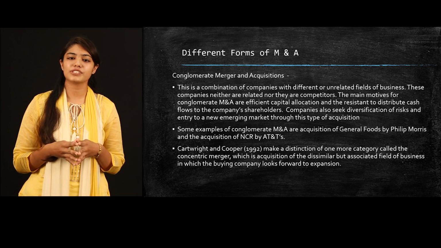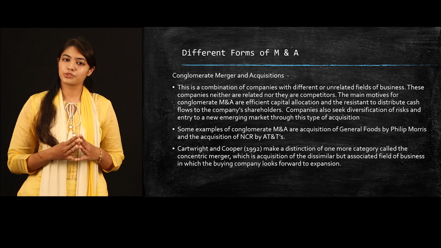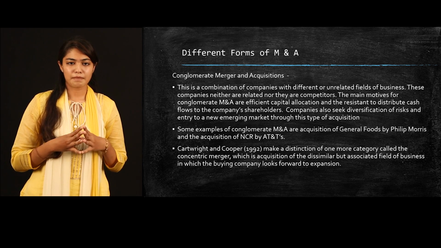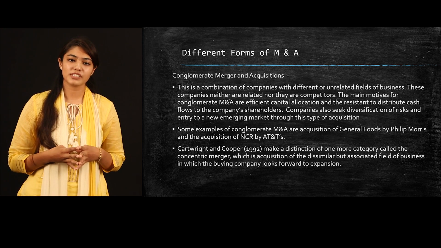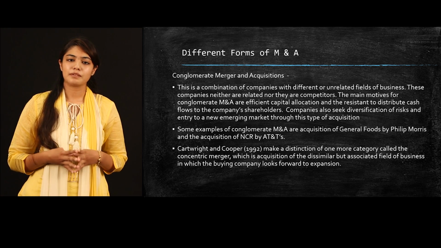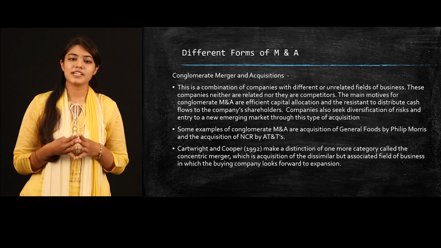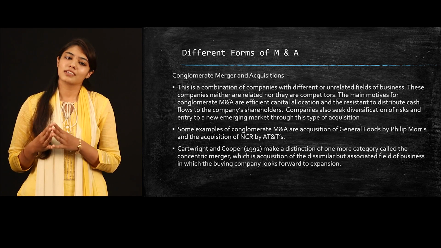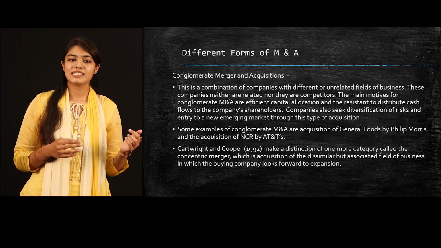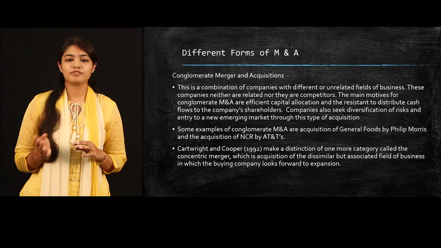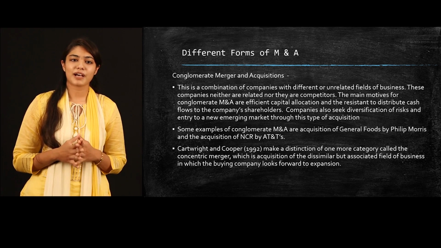Companies also seek diversification of risk and entry to new emerging markets through this type of acquisition. Some examples of conglomerate M&A are acquisition of General Foods by Philip Morris and the acquisition of NCR by AT&T. Carteret and Coopers in 1992 make a distinction of one more category called concentric merger, which is the acquisition of dissimilar but associated fields of business in which the buying company looks forward to expansion.